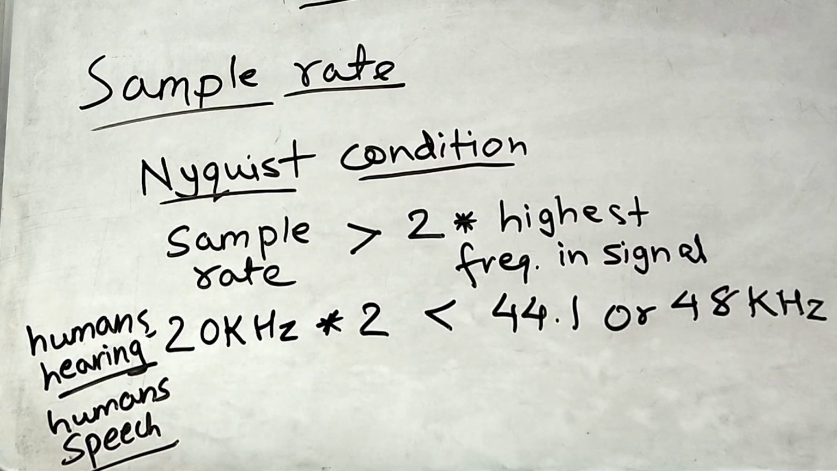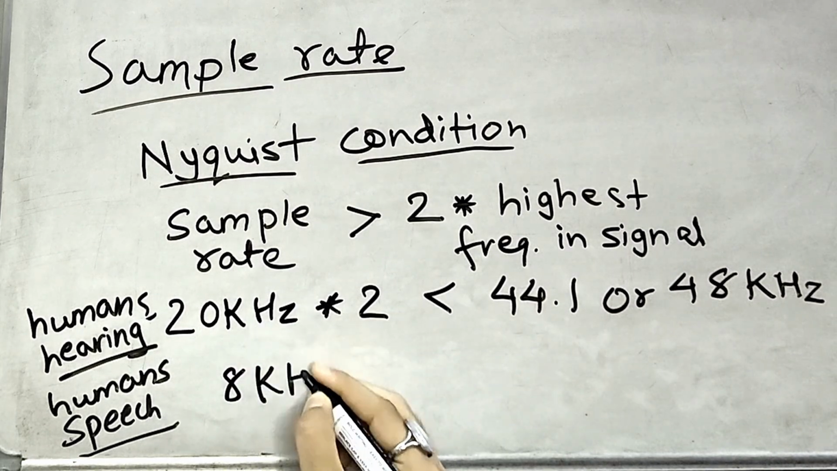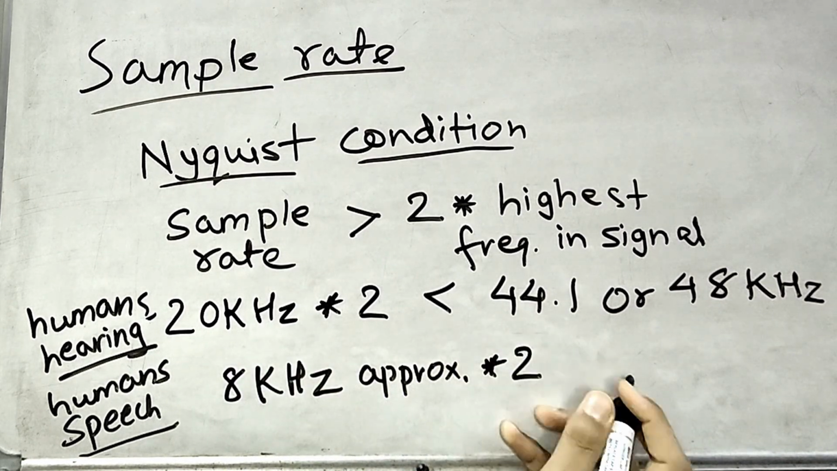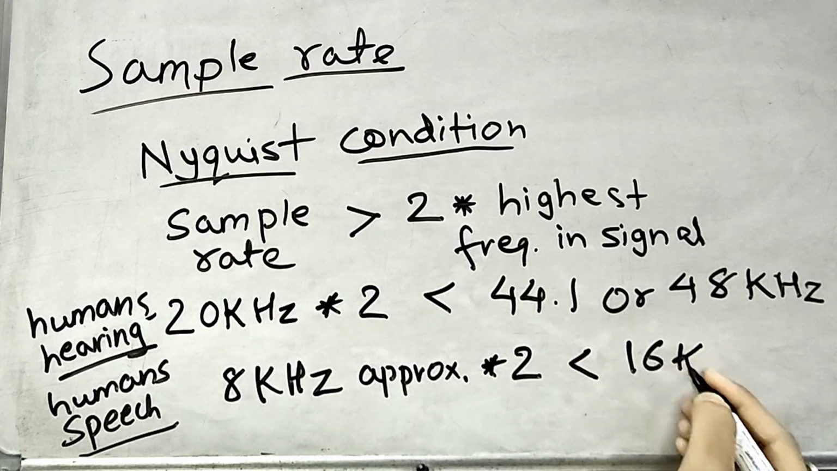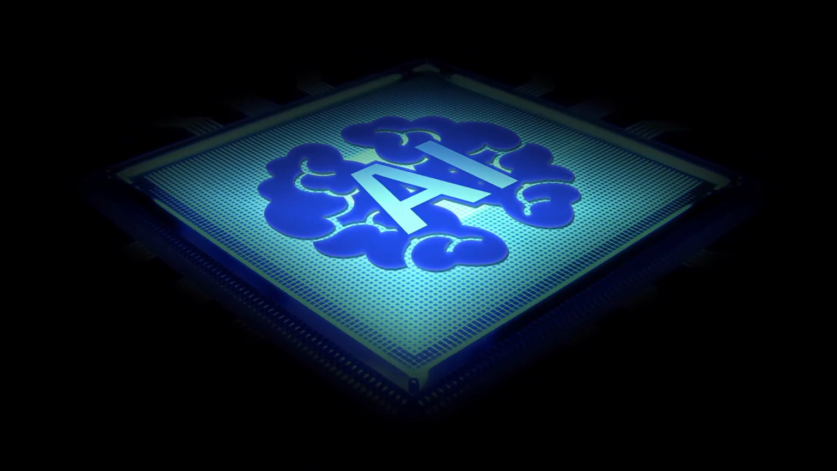Well, human speech does not extend to 20 kHz. Most speech energy, even with harmonics, lies below 8 kHz. Therefore, a 16 kHz sample rate is more than enough for speech recognition, keyword spotting, and voice commands. This is why most ML speech models use 16 kHz.